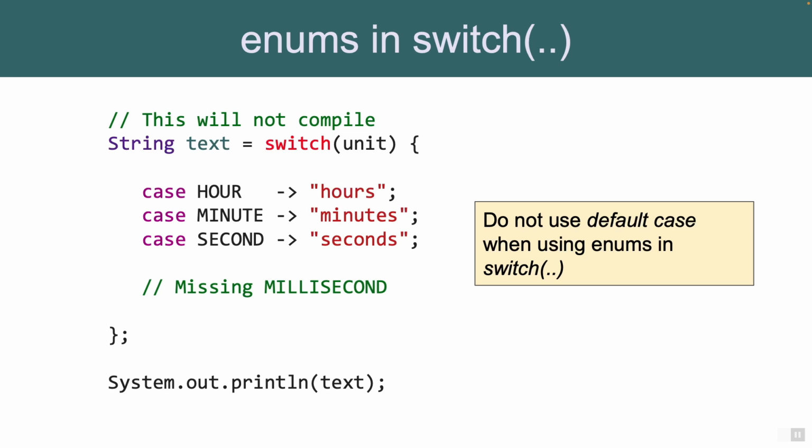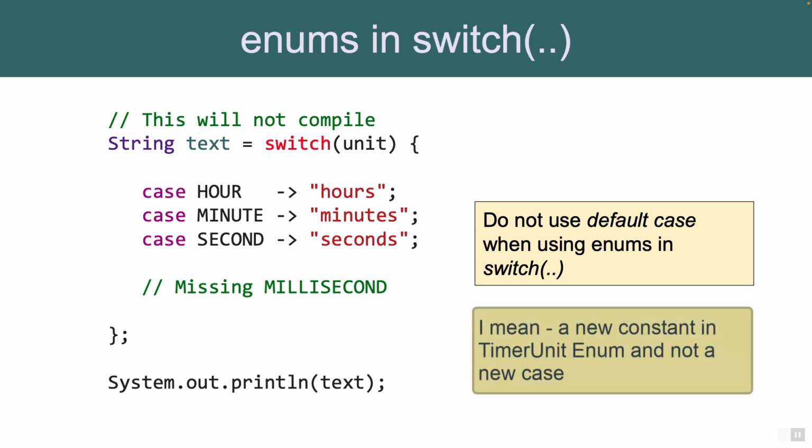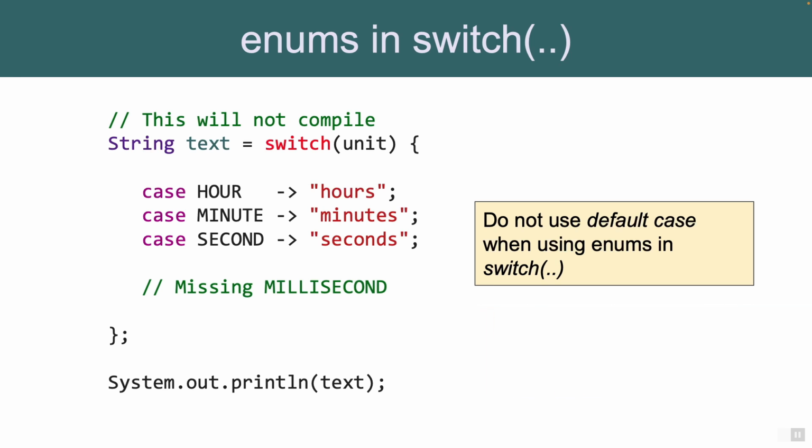Now, why is this useful? This is because tomorrow, if you add a new case nanosecond to this, the compiler is going to scream at you to tell you that you have to change this switch as well. And this is a good thing because it will not lead to a runtime error. And of course, this means that we are not using the default case out here. If we use the default case, that compiler error is not going to occur.